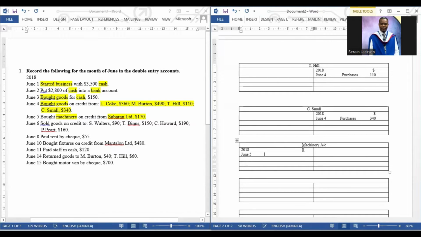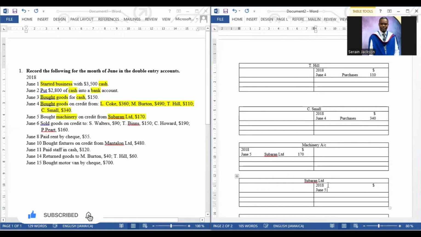So June 5, right? And you are going to put the name of the other account that is affected by the transaction. So Subaran Limited. And then the amount for Subaran Limited is what? $170? Right, $170. So we have to now create an account for Subaran Limited. And they are creditors, so we will have to just credit their account. So June 5, machinery, which is the name of the other account that is affected, and it is 170. I will finish with that one now.